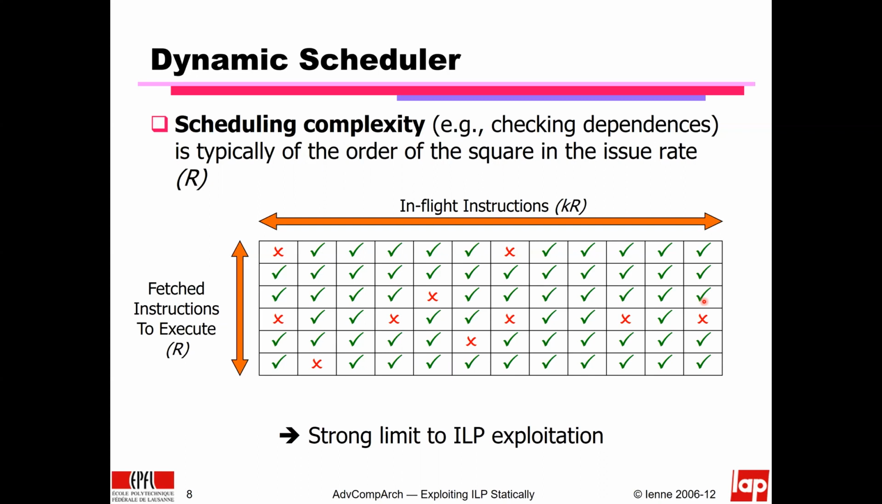And you need to check dependencies with all of these, which is a number of checks that is of the order of the square of the issue rate, right? So this is not really sustainable if you want to go further. And again, maybe you don't want to go too much further in this direction because of other problems, but if you wanted, and if in some context it would make sense to do it, this would be a problem.